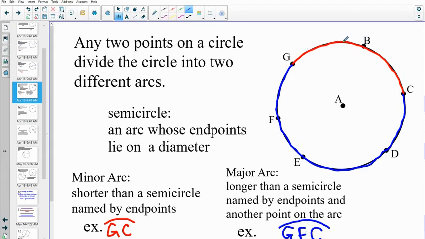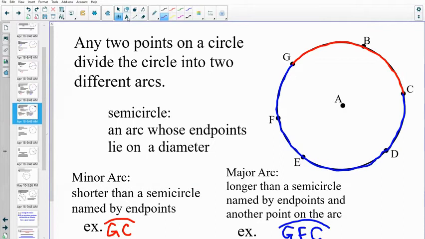So the minor arc is the short one. It's less than the semicircle, which is a term I'll define in just a second here. And then the major arc is the other part of the circle that is larger than a semicircle. In a semicircle, let's see, I might actually just copy this slide and make a new one. The semicircle, I am going to erase this part of that arc. I'm going to erase these two. A semicircle is an arc whose endpoints lie on a diameter.